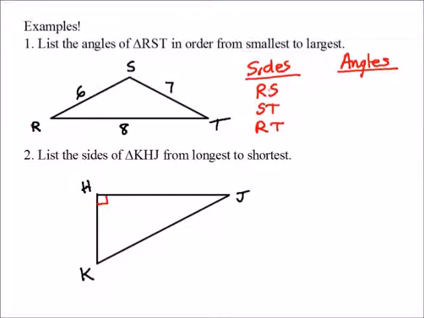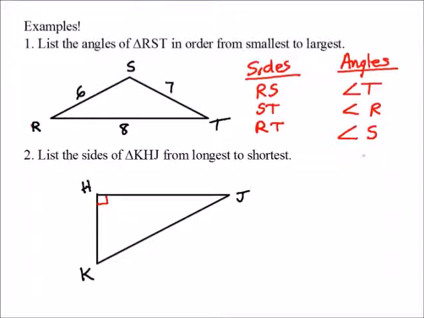Well, then the angle across from RS, which would be angle T, that's the only angle there, so that's the only reason I'm going to use T. That has to be the smallest angle. Next is ST, so the angle across is going to be angle R. And then finally, RT is the largest side, so the largest angle is going to have to be angle S.